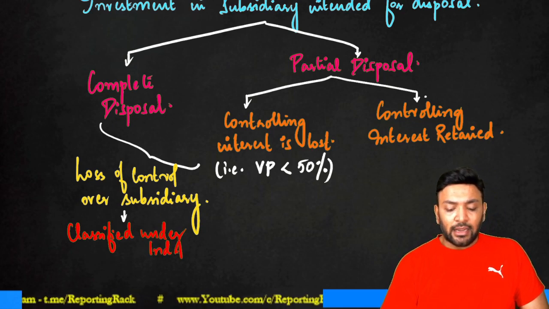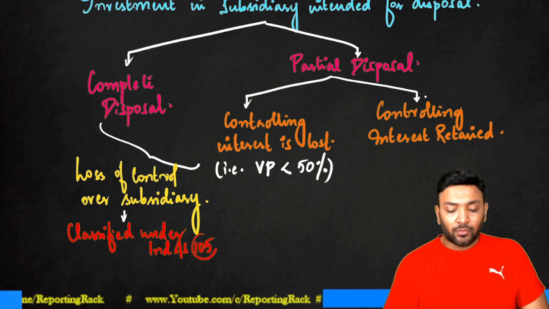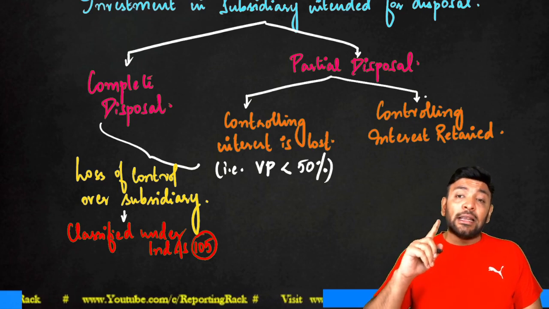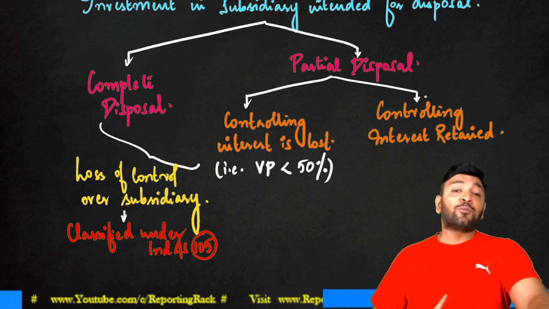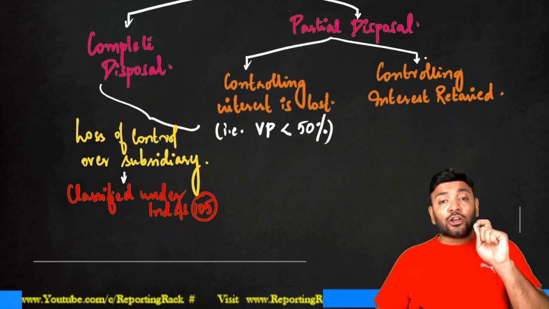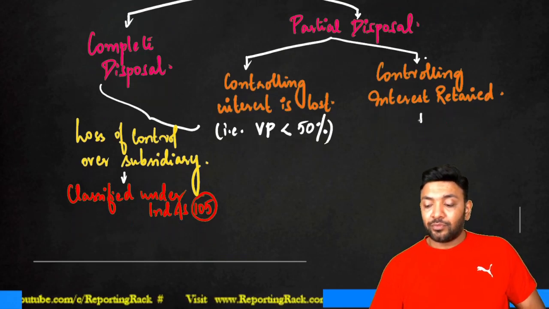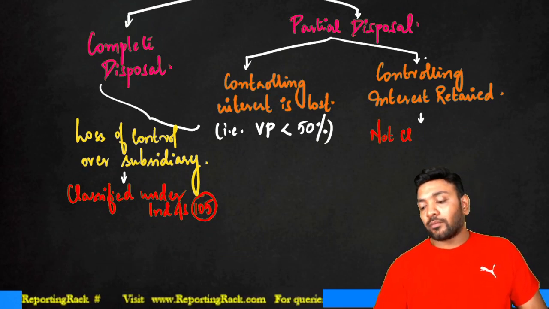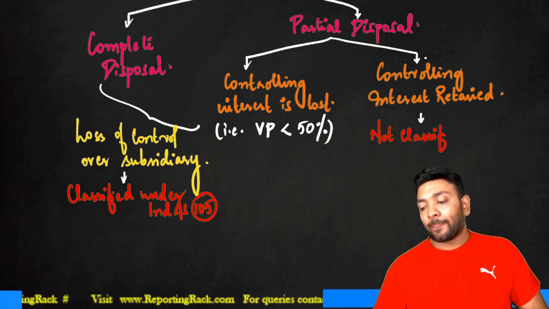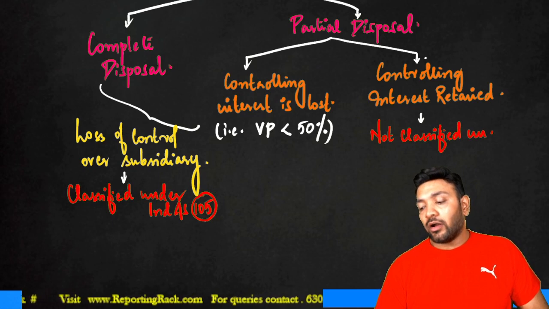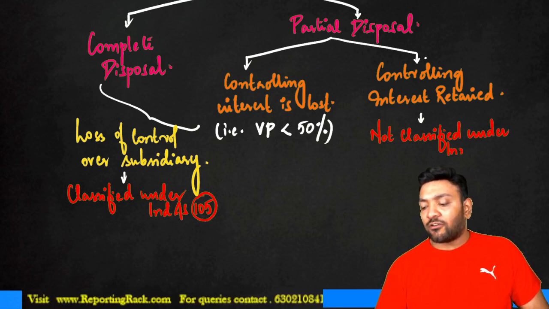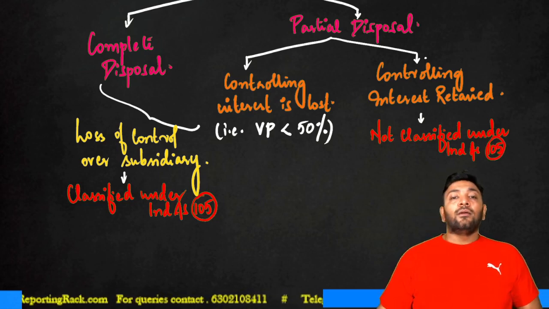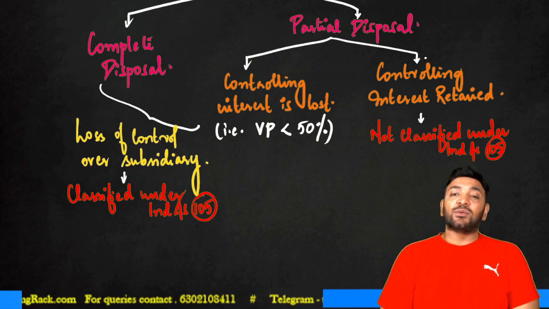Classified under IND AS 105. But whenever you're talking about the last situation where you are intending a partial disposal, but the disposal is in such a way that you are still holding controlling interest over the subsidiary, in this case, it is not classified under IND AS 105. These are circumstances which I am talking about.